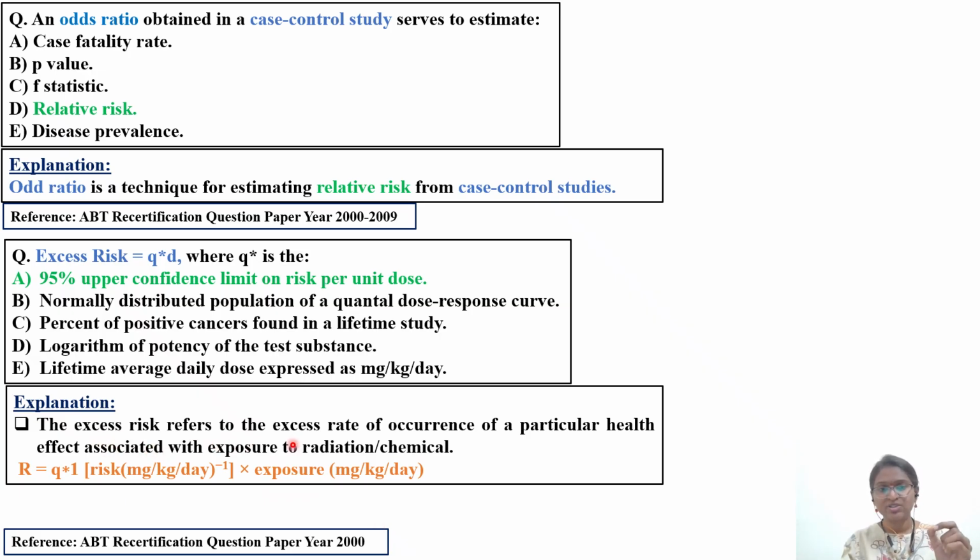The excess risk refers to the excess rate of occurrence of a particular health effect associated with exposure to, for example, a radiation or chemical. If you look into the formula, R, which is denoted as excess risk, equals Q into exposure, where risk is given in terms of mg per kg per day, maybe NOEL or any point of departure, and exposure is also given in mg per kg per day. So you can go back and look into Springer's risk assessment textbook. In that, please read about all the types of terminologies with respect to risk.